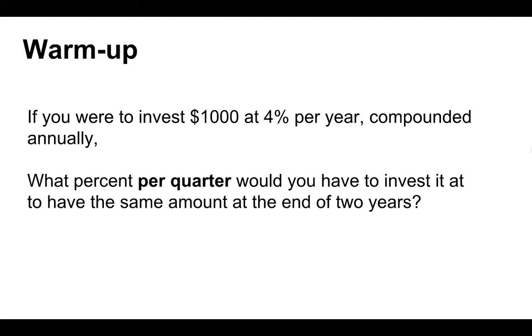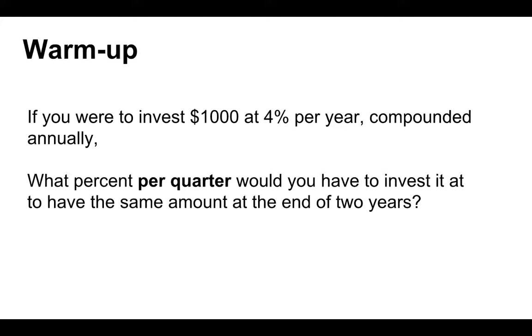So question here: if you were to invest $1,000 at 4% per year compounded annually, what percent per quarter would you have to invest it at to have the same amount at the end of 2 years? So the 4% is per year, and the question is what percent per quarter? If you think about 1% per quarter, the 4% per year compounded annually is 4% per year. 1% per quarter actually won't get it for you.